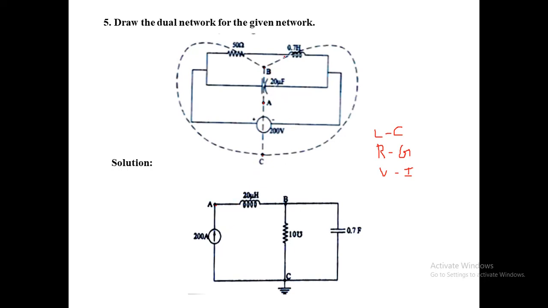Next, in this B and C, it is having inductance. We have to draw it as capacitance. This is capacitance B to C. And then here B to C is having resistance. Resistance, we have to convert it into conductance. The symbol is same but the unit is different, mho. This is the circuit. These two are connected in series, we have to draw it as parallel. This is the duality of the circuit.